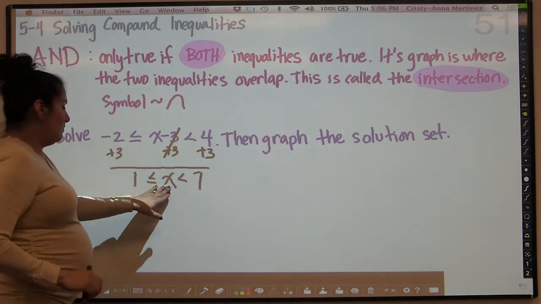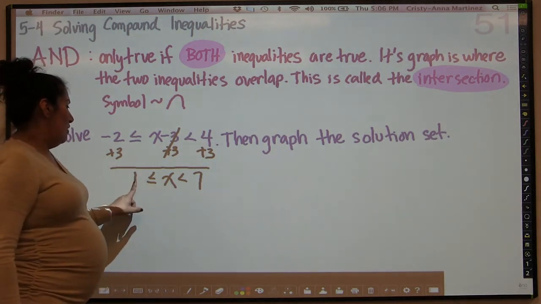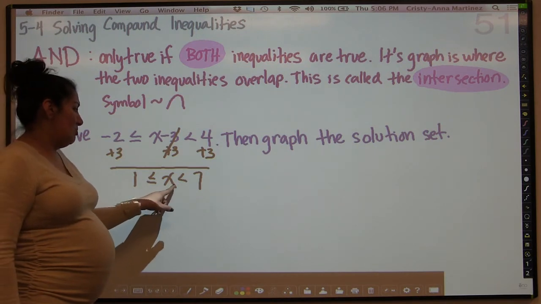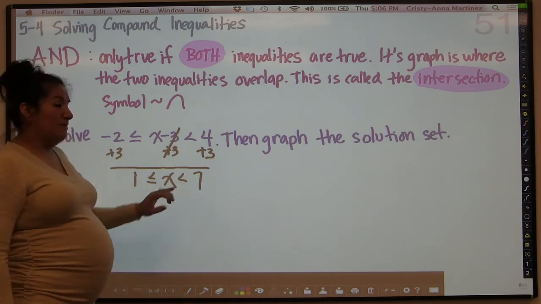So basically, x is between 1 and 7. It has to be that 1 is smaller than x, but then x has to be smaller than 7. And 1 is smaller than 7, so we're all good.